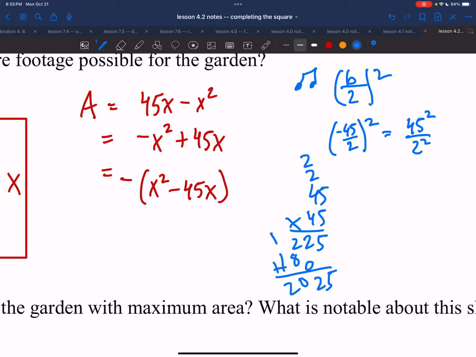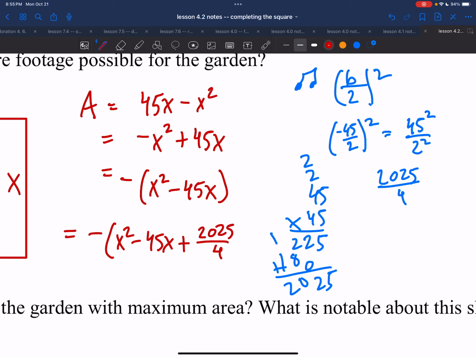There it is, 2025. So you say, hey, wait, 2025, that's next year, because this video was recorded in 2024. So it's 2025 over 4. This is the magic number we're going to add to complete the square. So it looks like this, negative x squared minus 45x. And we're going to add inside those parentheses 2025 over 4. I don't care what the decimal is right now.